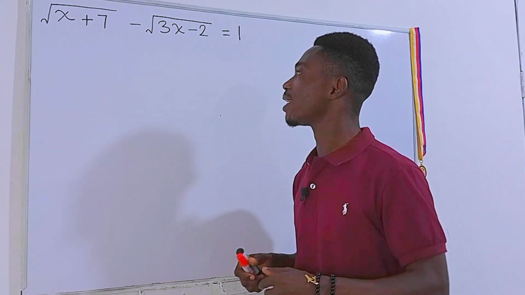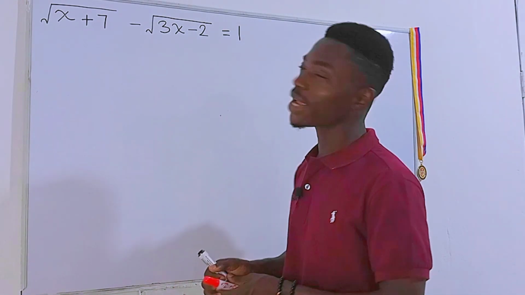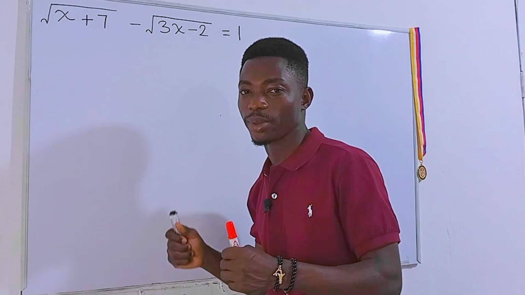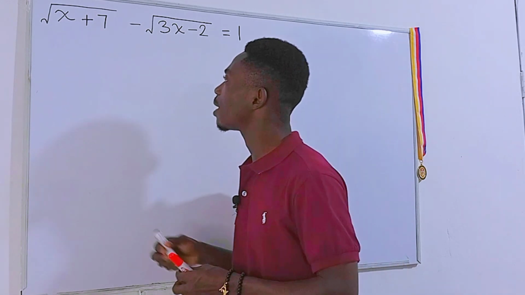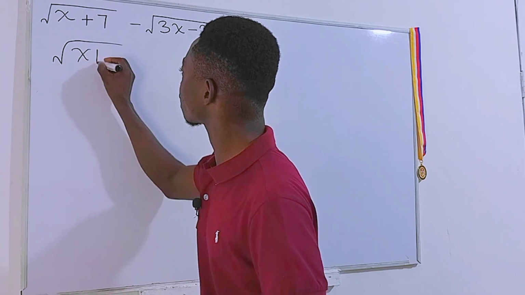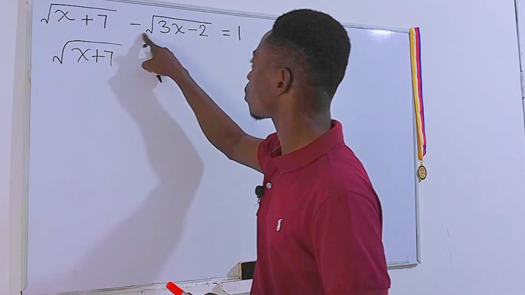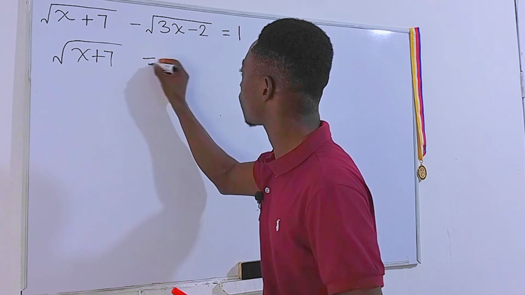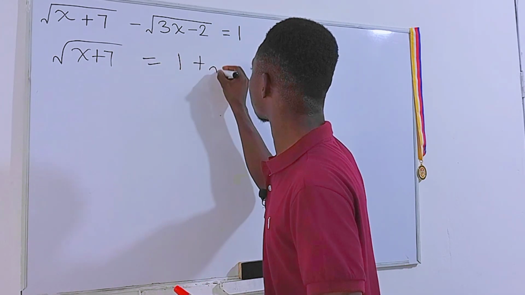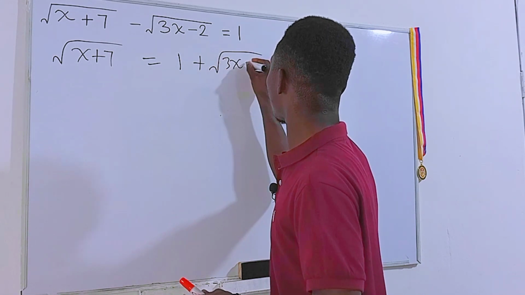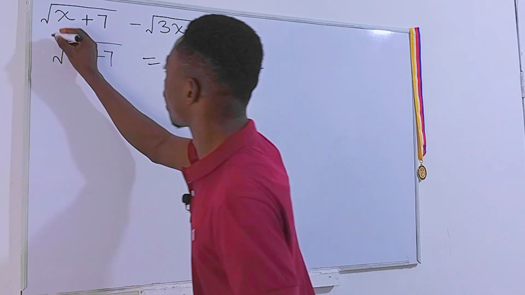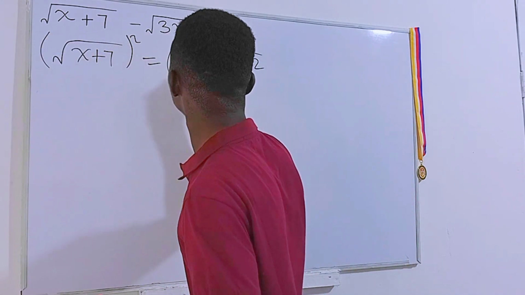So let's begin. In fact, we can just square each side of the equation straight away and then start solving, but that is going to be a little bit longer. Let's do this instead. Let's keep this term right here, the square root of x plus 7, and then transpose this. But before then, remember we have 1 here. I'm going to put it down and then we will have plus square root of 3x minus 2, just like this. Next step, let's go ahead and square each side of the equation.